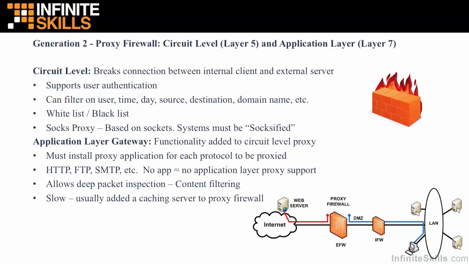Now, the circuit level proxy could have authentication capabilities. In other words, I could write a rule that said Bobo is not allowed to use the internet from 8 a.m. until 12 p.m. And if this particular request came from Bobo and was going to the public internet, I could now first authenticate Bobo, be sure I know who it is because I've got rules now that say this guy can go and that guy can't go.